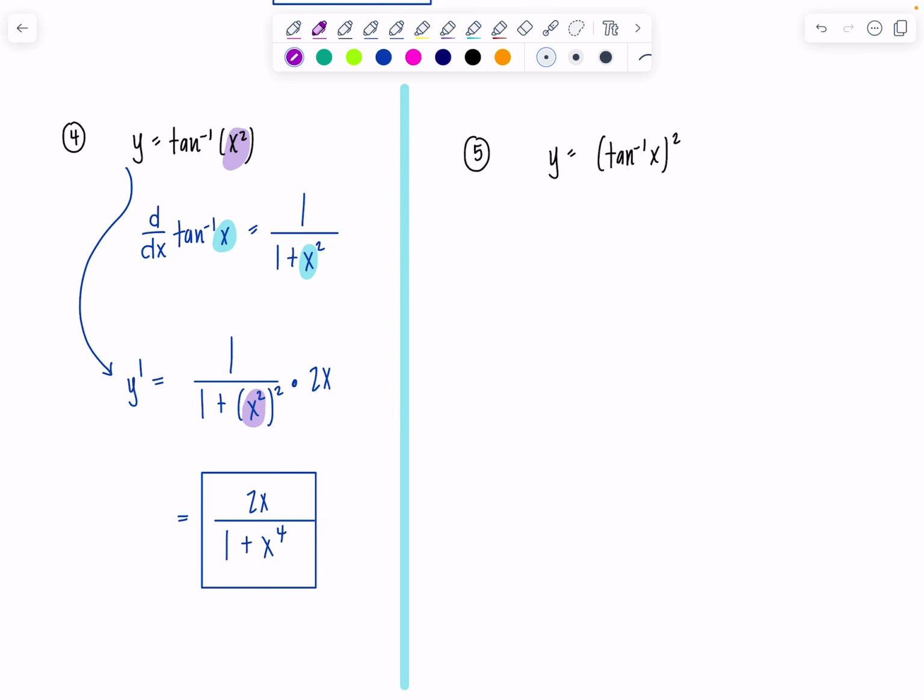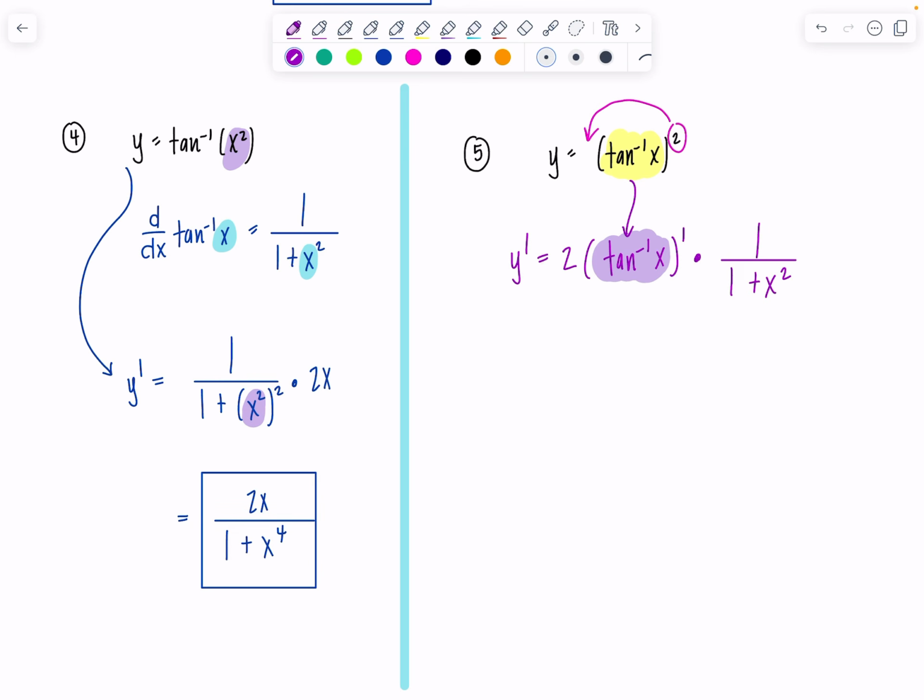So y prime, when you have the derivative of something squared, you take that exponent, bring it down in the front, and subtract 1. The new exponent is going to be 1 less. So I'm going to have 2, my new exponent is 1, and then don't change anything inside the parentheses. You leave it alone, tan inverse of x. Then I'm going to do the chain rule and multiply by the derivative of what's inside. So the derivative of tan inverse of x is 1 over 1 plus x squared.